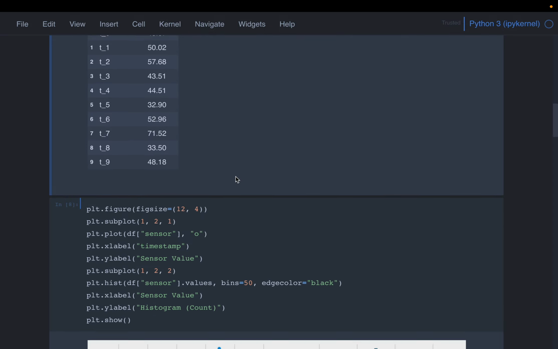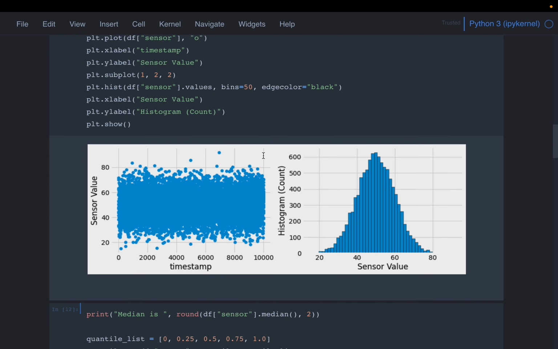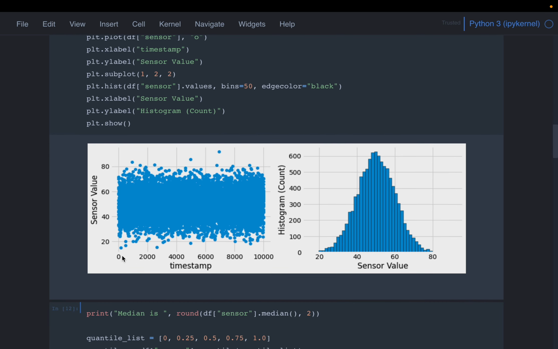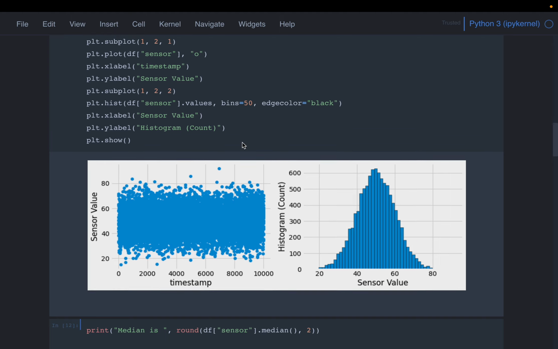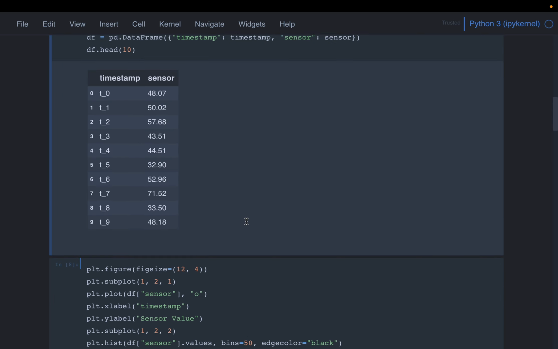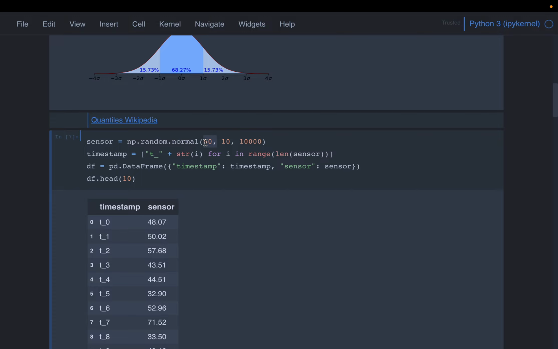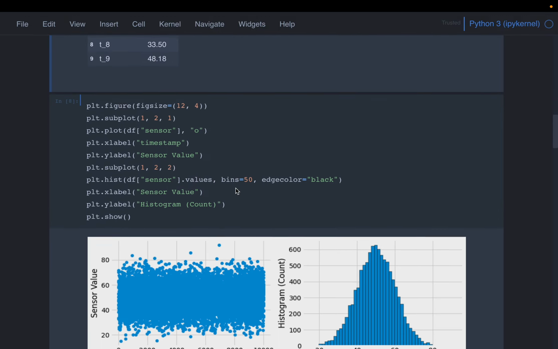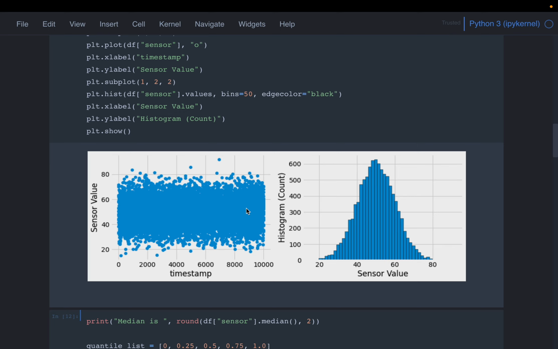Now let's look at what the raw data looks like. So here we have the raw data, we have the timestamp, these 10,000 values, and we have the sensor value. The values are somewhere between 10 and, it seems like, 90-ish, right? And the mean value will be around 50 because that's what we used for the normal distribution, and the standard deviation will be around 10. So the mean will be passing through this and the standard deviation will be around 10.